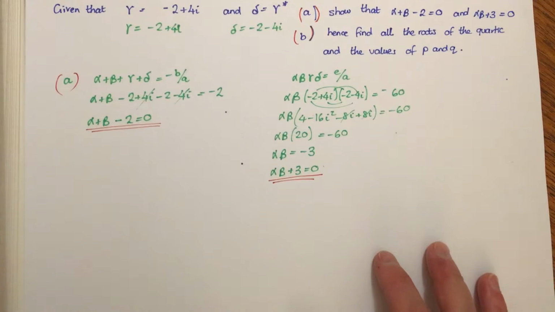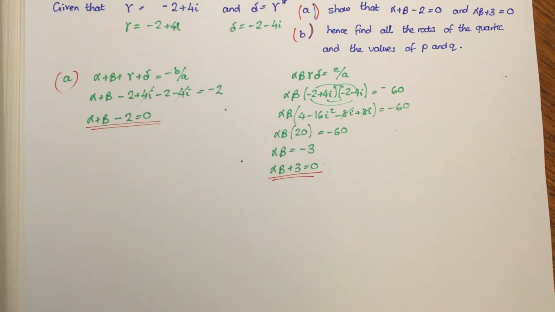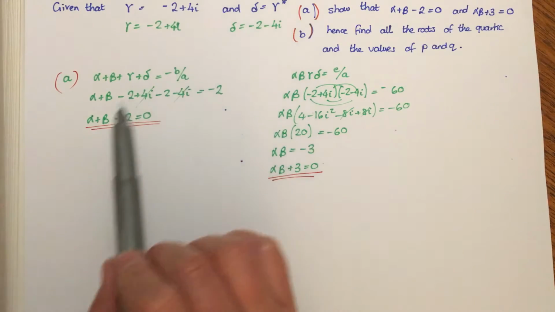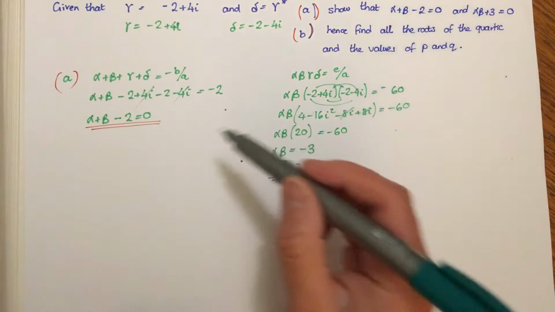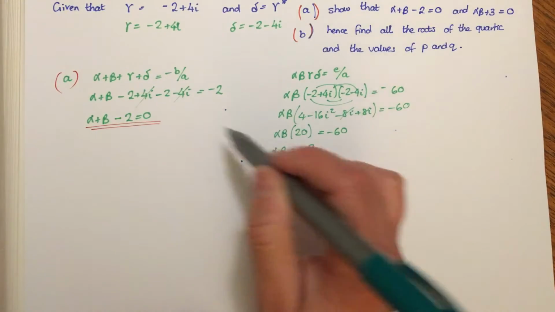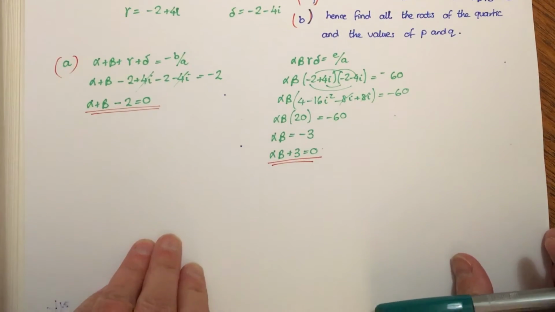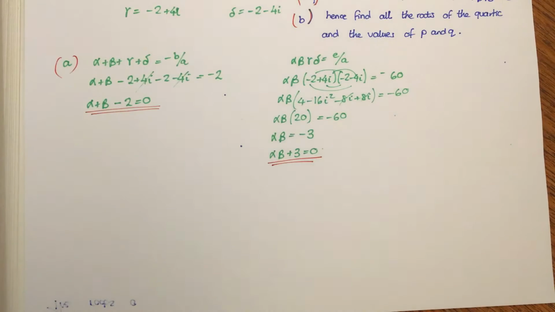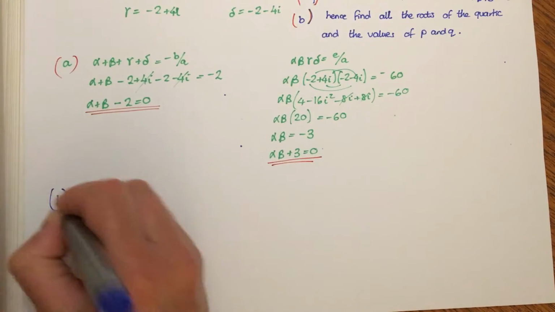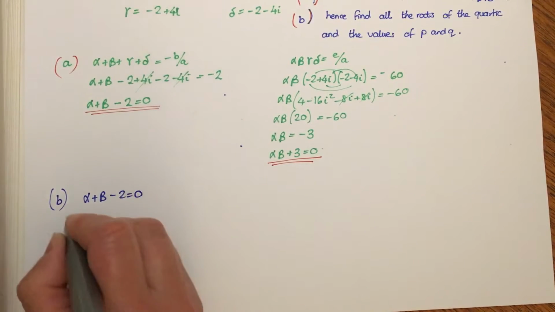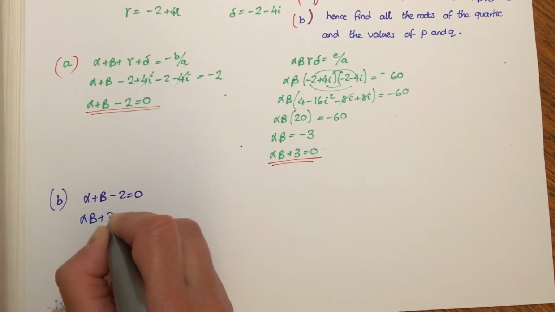Okay, hence find all the roots of the quartic and the values of P and Q. So I know what gamma is, I know what delta is. I don't know what alpha and beta are, but alpha and beta are my two unknowns. I have two equations with those two unknowns in, so I am able to solve them simultaneously. Oh, that's nice. So I know that alpha plus beta minus 2 is 0. I know that alpha beta plus 3 is 0.